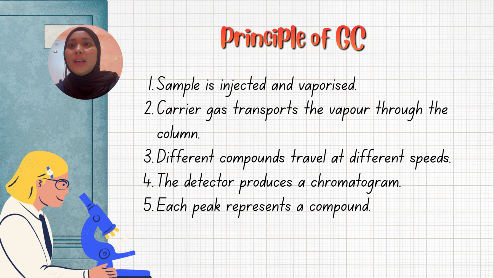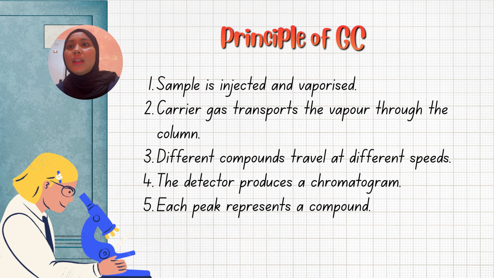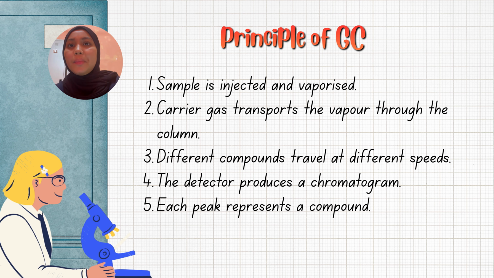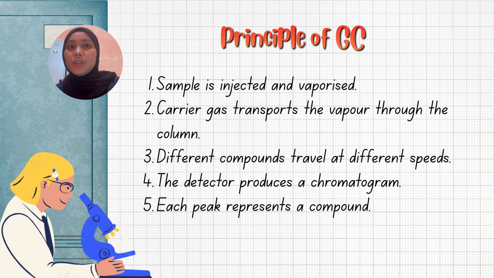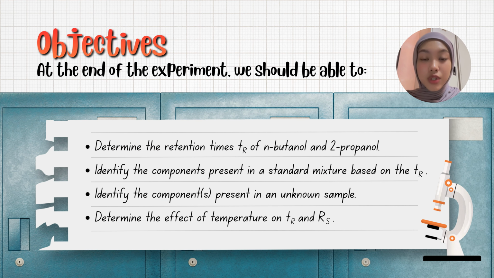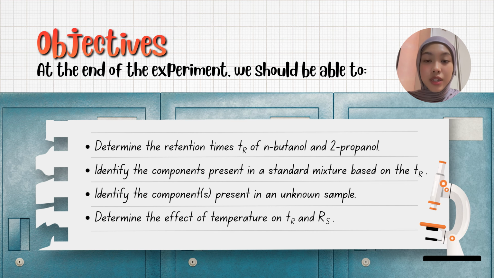As each compound exits the column, it is detected and recorded as a peak on the chromatogram. Therefore, each peak on the chromatogram represents a different compound, and its position gives the retention time of the compound. At the end of the experiment, we should be able to determine the retention time TR of N-butanol and 2-propanol, identify the components present in a standard mixture based on the TR, identify the component present in an unknown sample, and determine the effect of temperature on TR and RS.